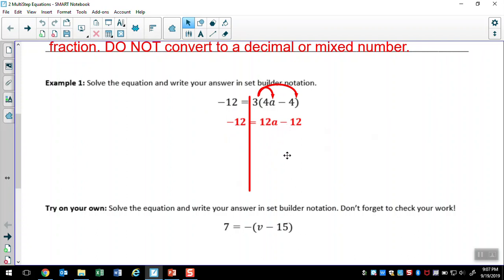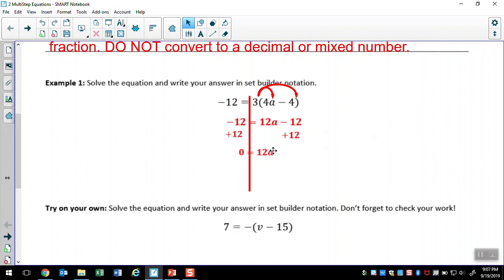To do that, I need to apply the inverse. So the opposite of subtracting is adding. So I'm going to add 12 to both sides. And then we end up with 0 equals 12a. Negative 12 plus 12, remember that's the additive inverse. Additive inverse here to get rid of it, and then we happen to end up with an additive inverse over here as well, equals 0.